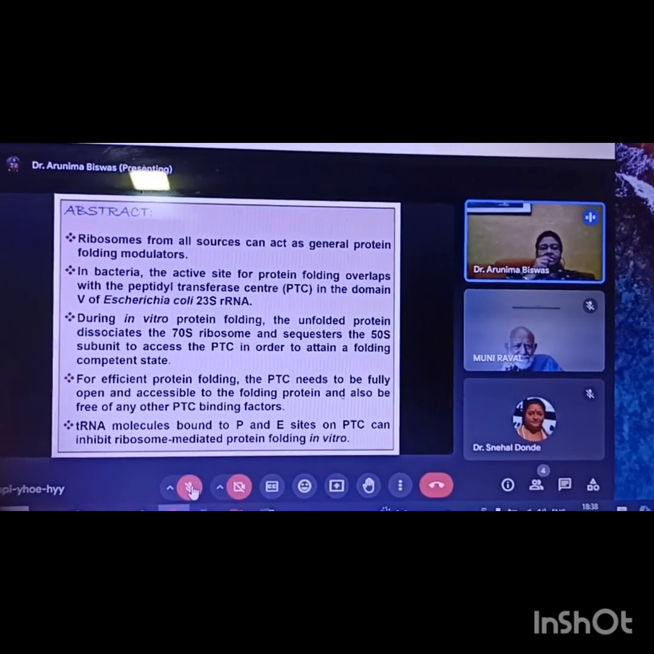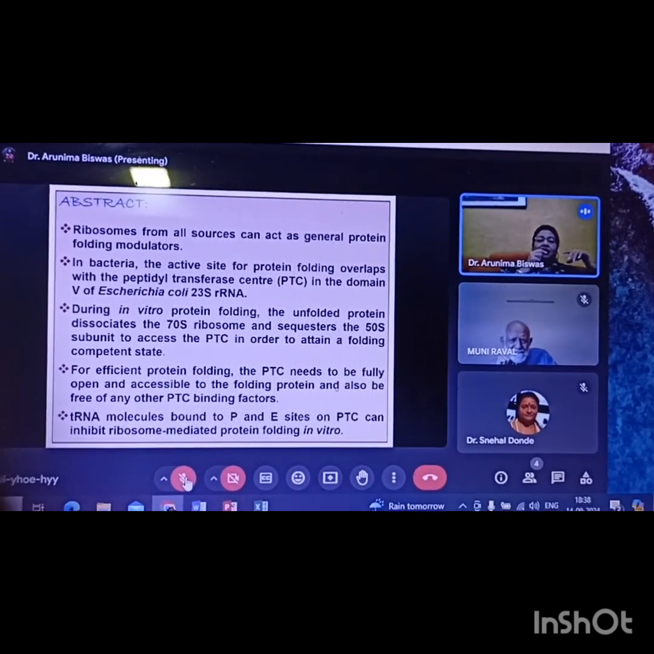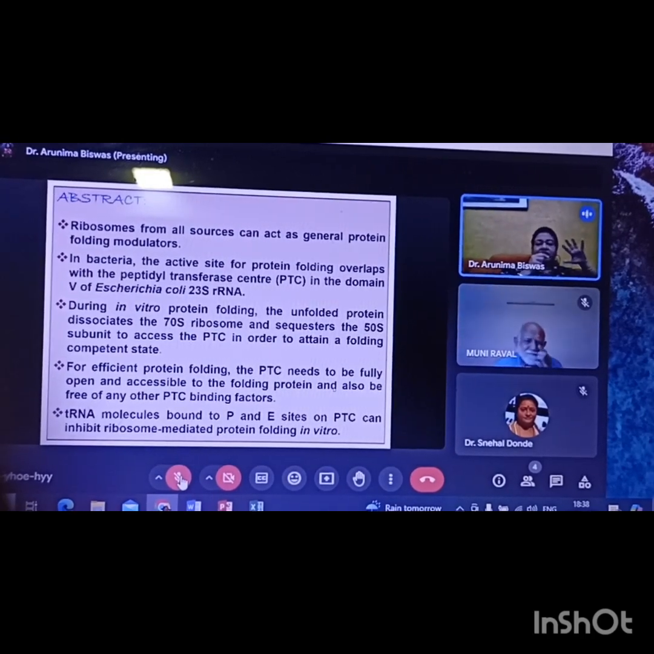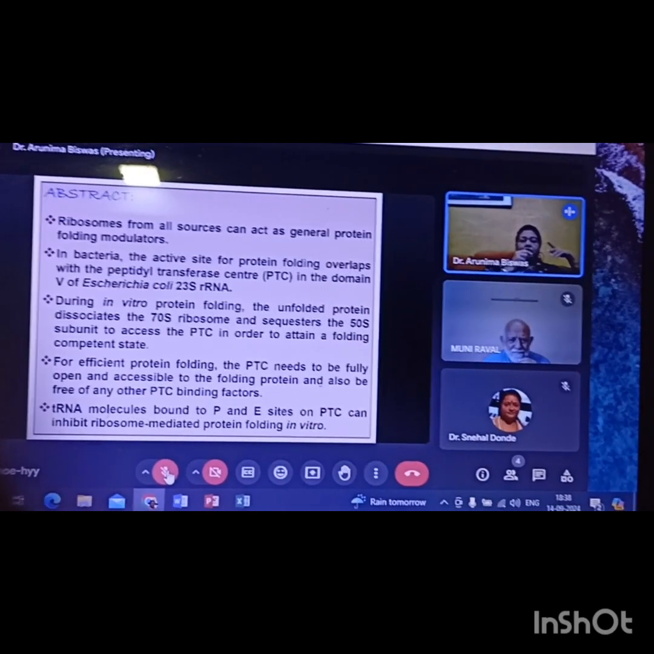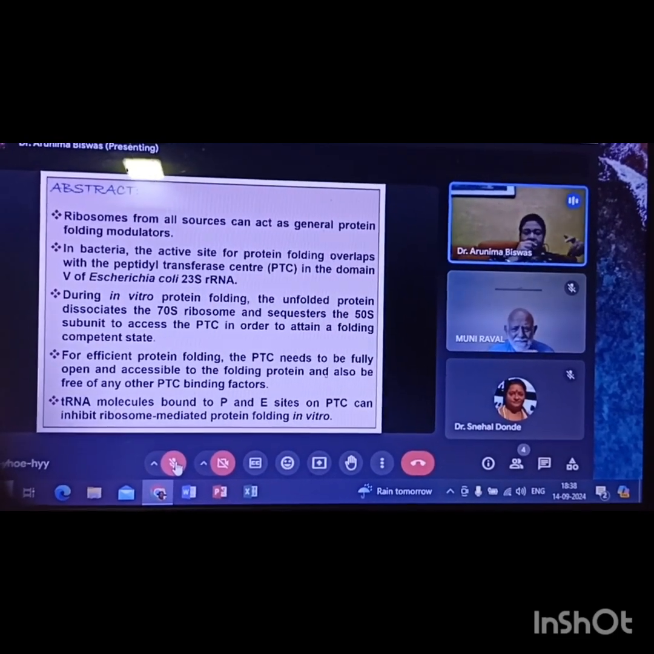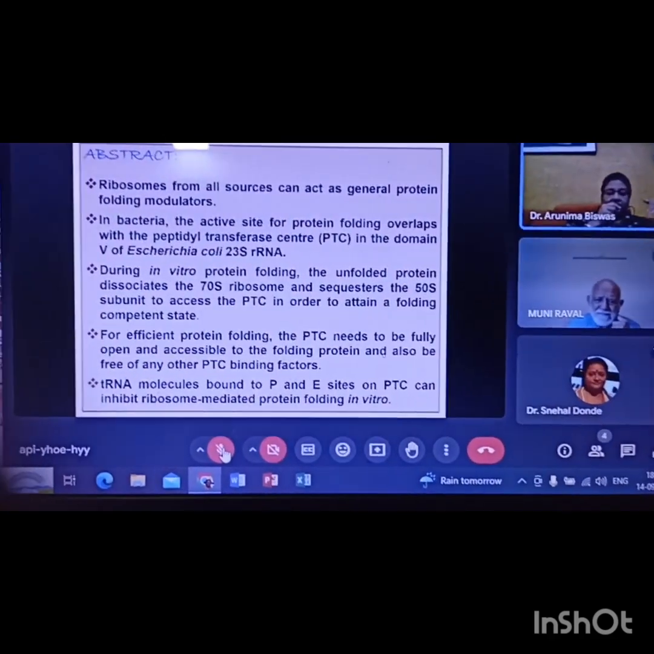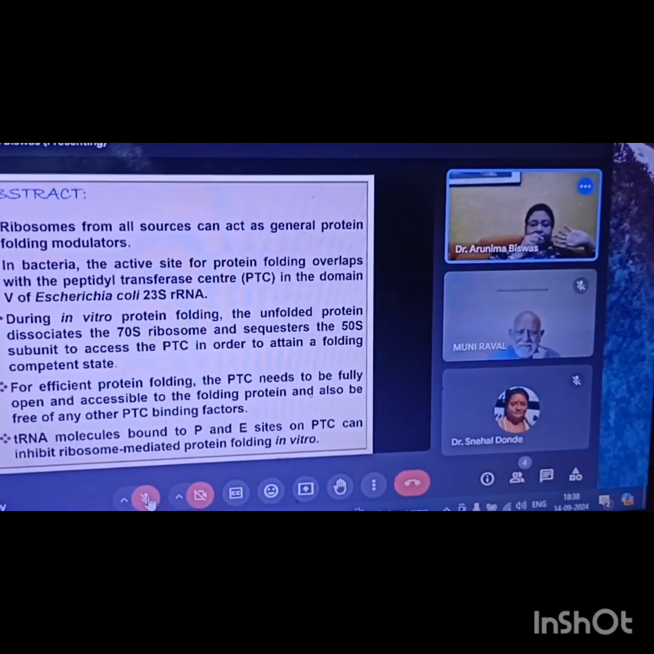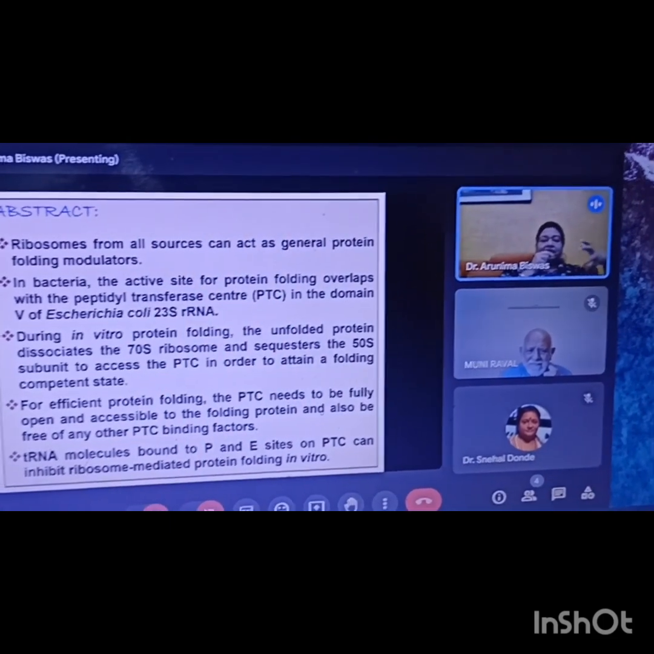So it was shown in bacteria. We worked with bacteria basically, like I worked with bacteria. The active site for such protein folding overlaps with the peptidyl transferase center in domain 5 of E. coli 23S RNA. During protein folding, I also showed that the unfolded protein helps to dissociate the 70S ribosome into 50S and 30S, and thereby it sequesters the 50S subunit to access the PTC to attain a folding competent state. For efficient protein folding, this PTC then needs to be fully open and accessible to the folding protein.